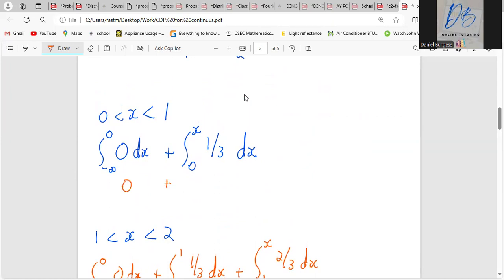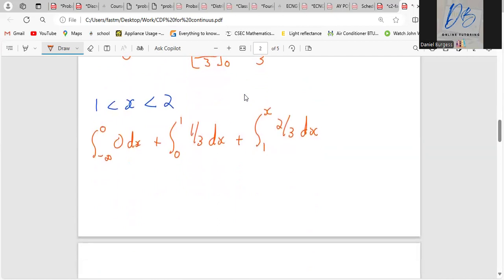And the integral of a 2, so when you add the x, it will be 1x on 3 between the bounds of 0 and x, right? So obviously we'll just end up with x on 3. So that's the first piece, all right?